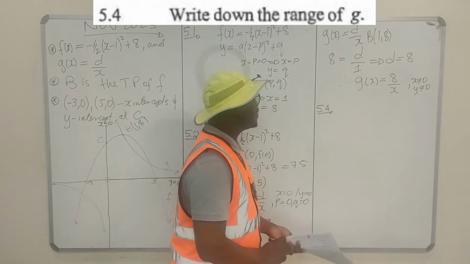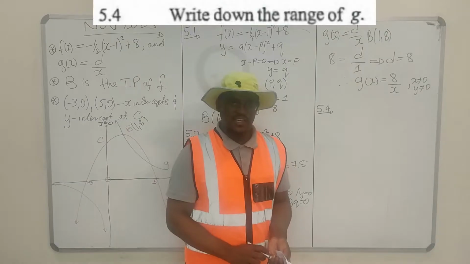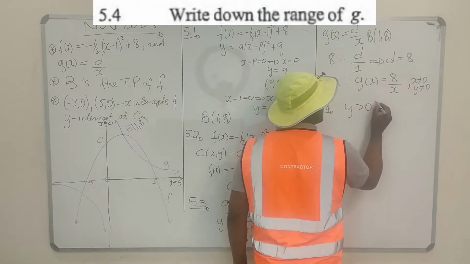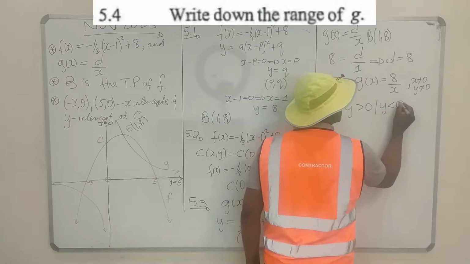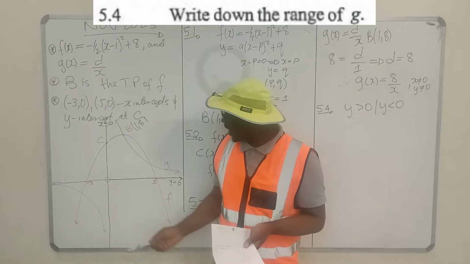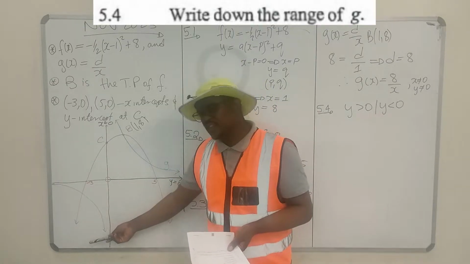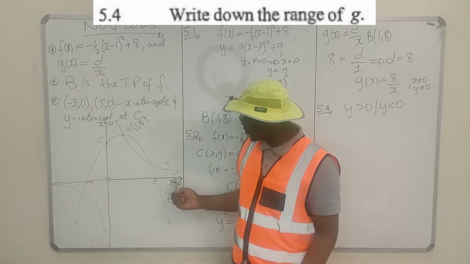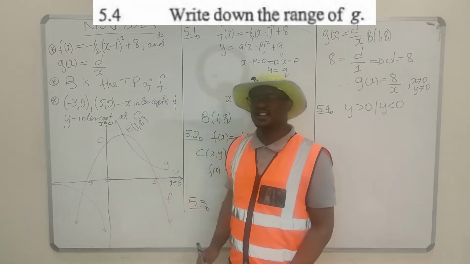So your range now, you will say, okay, my y must be greater than 0, or my y must be less than 0. Because that's where my function is defined. Below y equals 0 and above y equals 0. Because you can see where y equals 0 is. It's this horizontal line here.